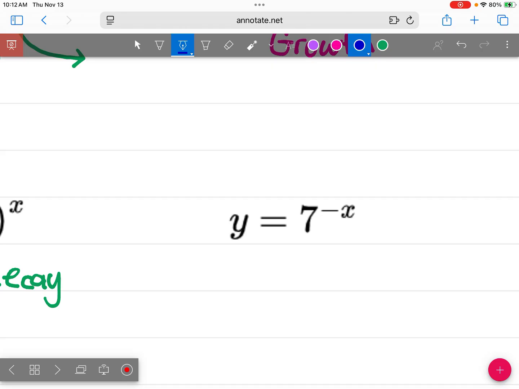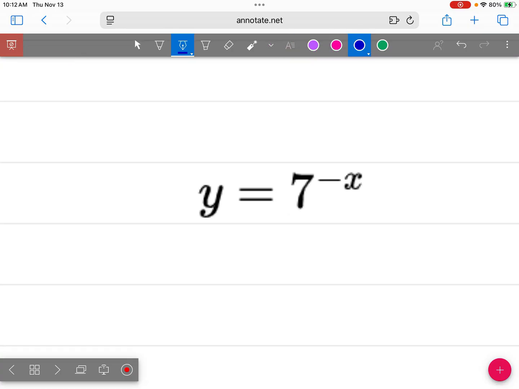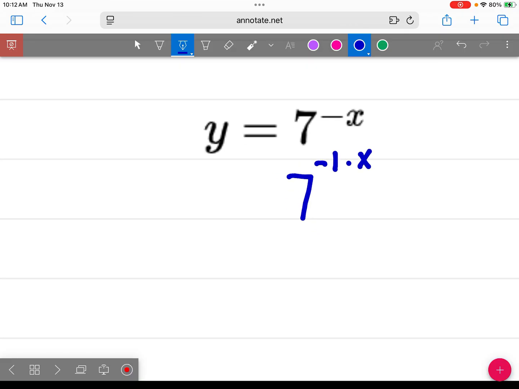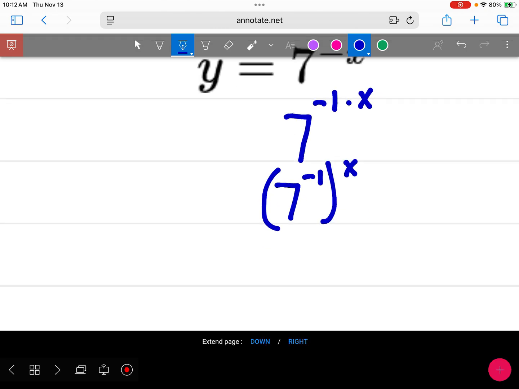Because we have 7 to the power of minus x. We didn't have minus x as an option for that before. So what if we rewrite this as 7 to the minus 1 times x? Or I can do this as 7 to the minus 1 to the x. How could I rewrite 7 to the minus 1? 1/7. This is the same thing as 1/7 to the x.